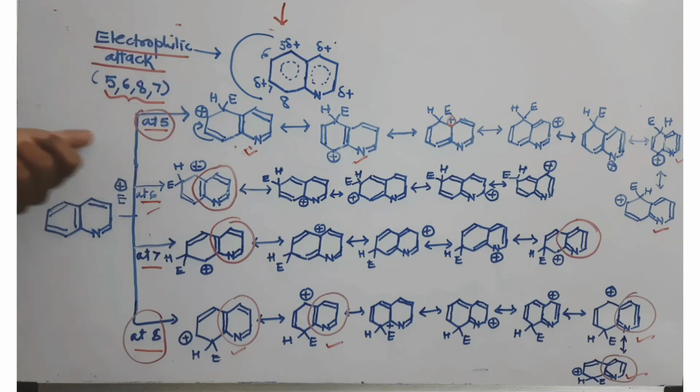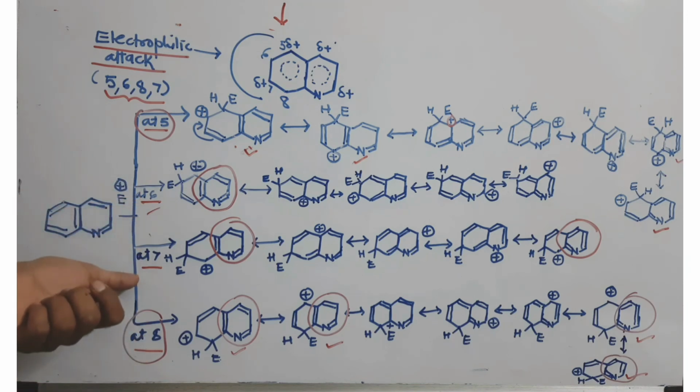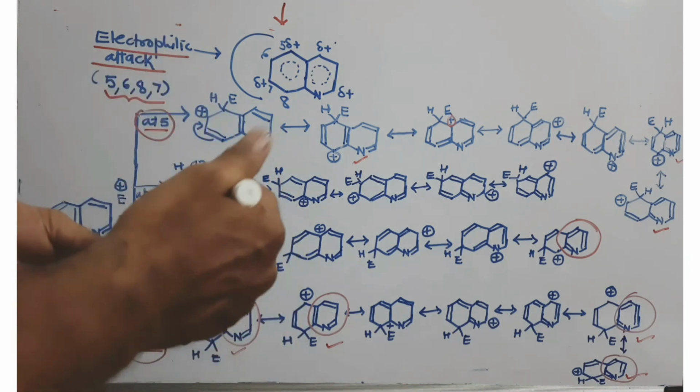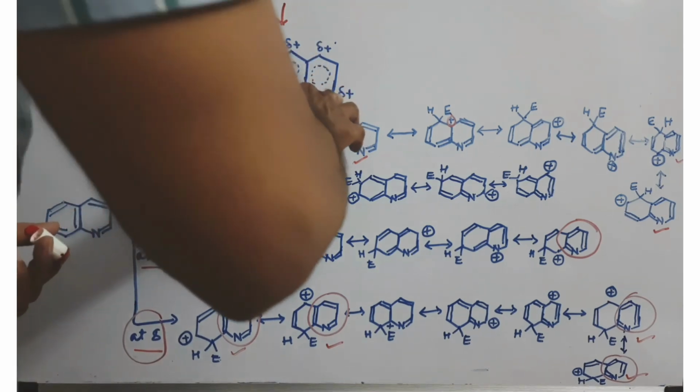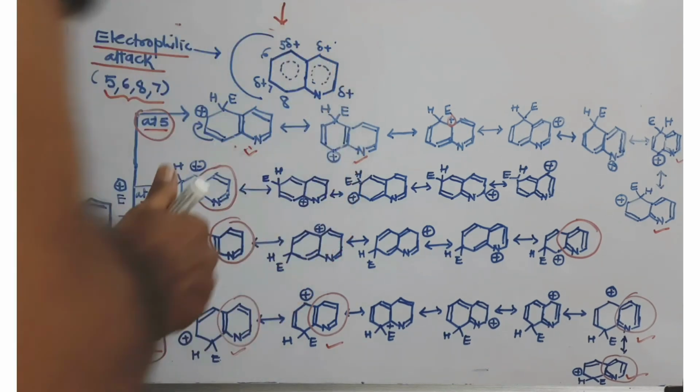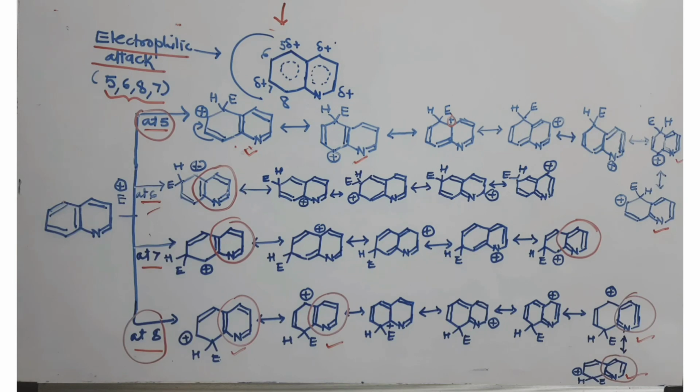So electrophilic attack takes place at carbon number 5 and carbon number 8 as compared to 6 and 7, and we have just seen nucleophilic attack taking place at carbon number 2 and carbon number 4 in the pyridine ring. This is all about the reactivity of quinoline.